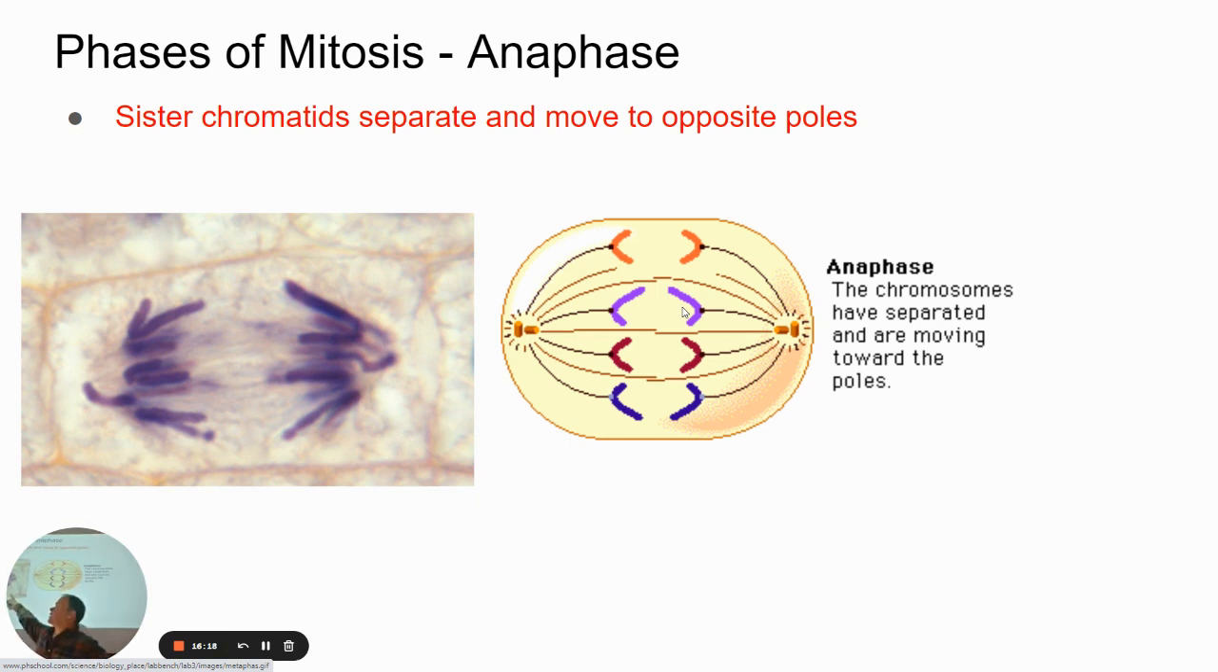Again, you could see it actually happening in a real cell here. These chromosomes were on the equator, but now they're getting pulled apart, all the way to opposite ends, the poles we call them.